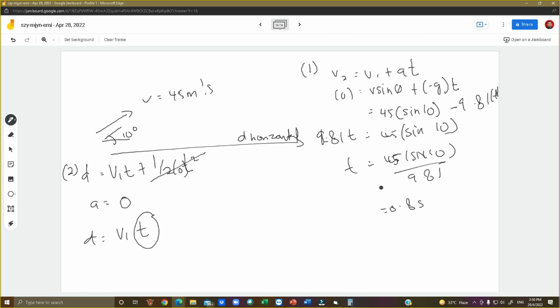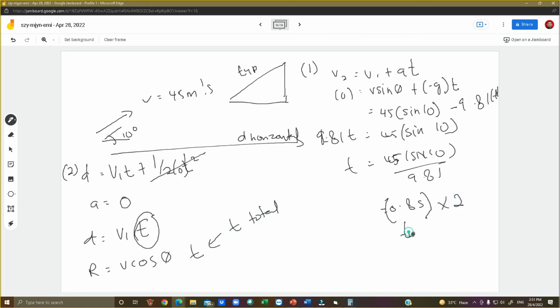Now I want you to understand one thing, please remember this. The T we got here is a portion of T, from equation number 1, which serves this kind of case. But the full T, remember our formula R equals V cos theta T, the T here is T total. So we must multiply this 0.8 by 2, because this is just T up, and T down is not included. So T total equals 1.6 seconds.